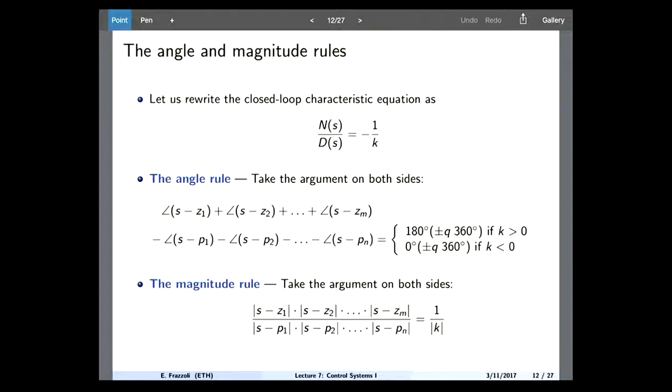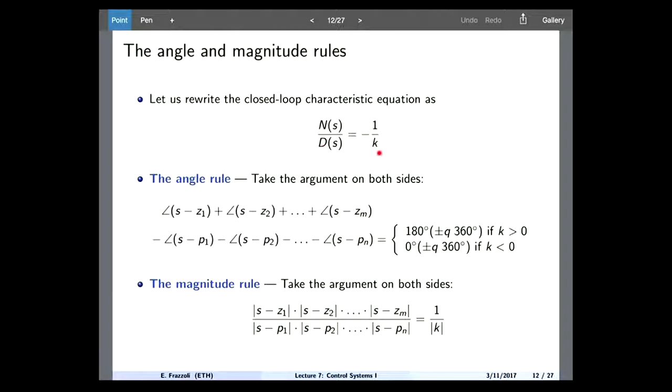Now, this is a complex number, and this is another complex number. So I can take the argument of the numerator. The argument of the numerator will be the sum of all the arguments of the factors: the argument of s minus z1, plus the argument of s minus z2, and so on, plus the argument of s minus z sub m. Minus, then I have to subtract the argument of all the terms at the denominator. This will be the argument on the left-hand side.